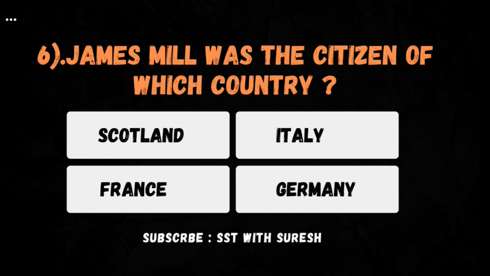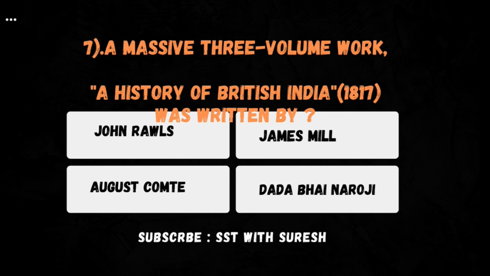Okay, next question, question number 7. Question number 7 asks you about a massive three-volume work, A History of British India, which was published in 1817. The question is, this book was written by whom? Option A John Rawls, option B James Mill, option C Auguste Comte, and option D Dadabhai Naoroji.